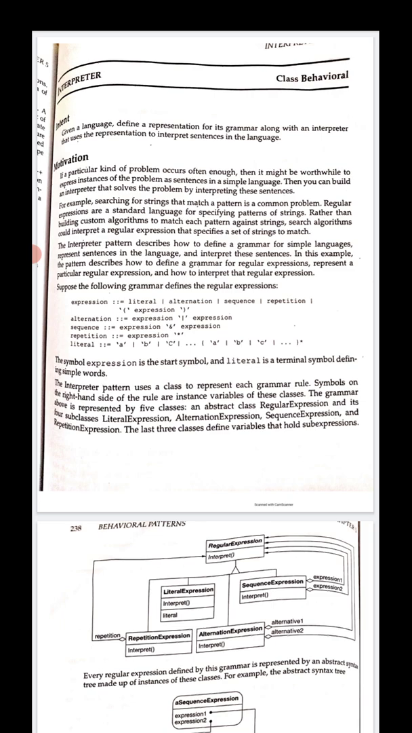This is the main intention of the interpreter. If you are given a language, we need to define a representation for its particular grammar along with an interpreter that uses the representation to interpret the sentences in the language. That is the main intention of the interpreter design pattern.